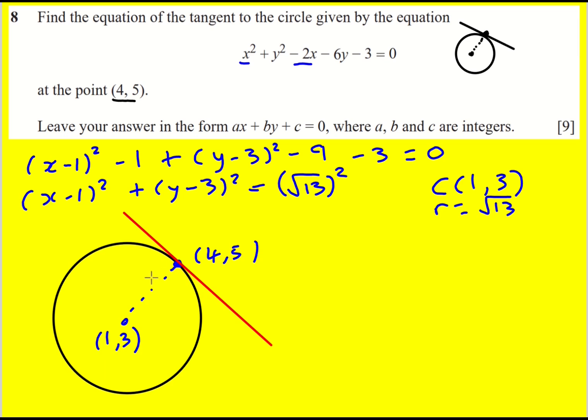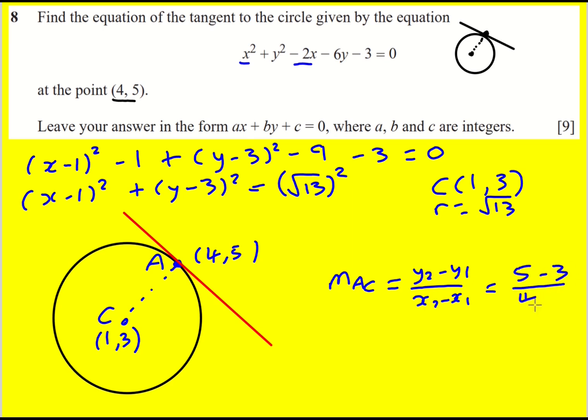So now I'm going to work out the gradients. I'll call this C, and I'll call this point A. So the gradient of AC, or CA, same thing, is going to be the change in y over the change in x, or y2 minus y1 over x2 minus x1. There are different ways to do it. You can draw a little triangle, but it's good to get into the groove with the formula. So 5 minus 3 over 4 minus 1, which gives me 2 over 3.